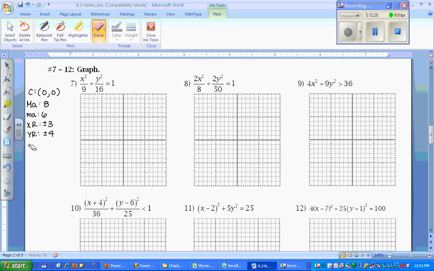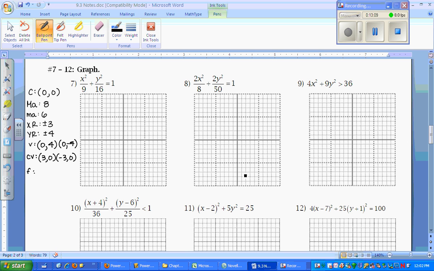I have to find my vertices, my co-vertices, and my foci. Okay. So my vertices are going to come from the bigger number, and it's underneath y. So that means from my center, x is going to stay the same. I'm going to count up 4 spaces and down 4 spaces from the center. My co-vertices, I go to the smaller number, it's underneath x. So from the center, I'm going to count to the right 3 spaces and to the left 3 spaces.